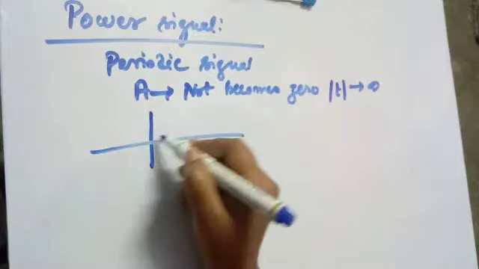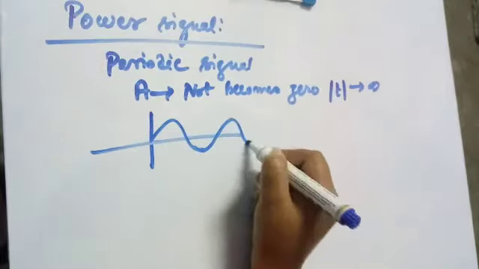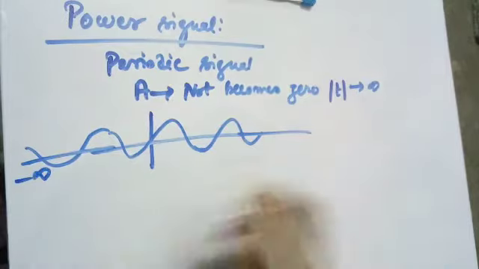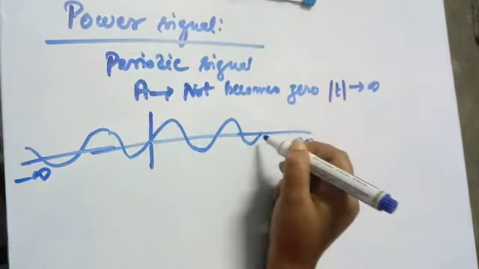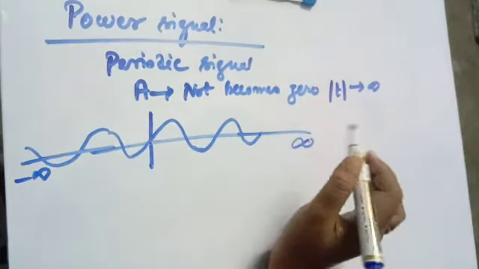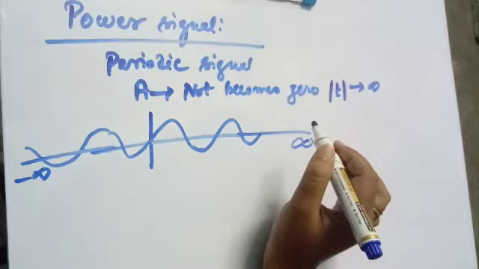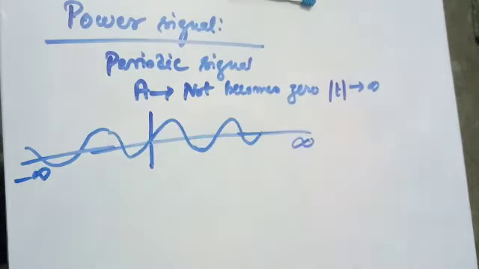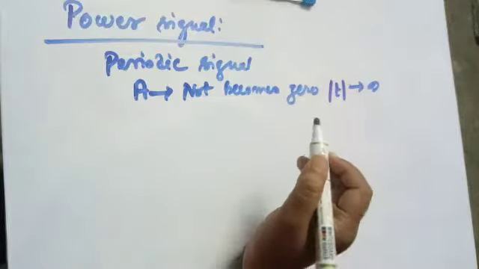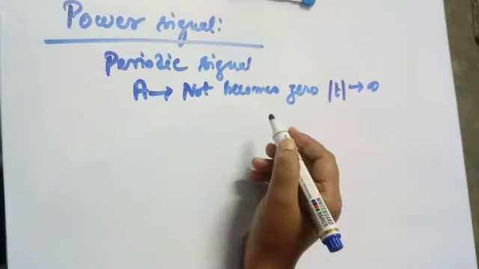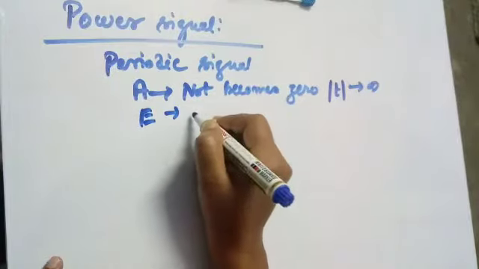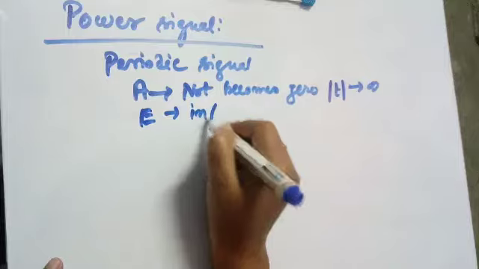See the signal. This signal is continuously repeating over the total time interval, from minus infinity to infinity. That means the signal amplitude does not become zero when t tends to infinity. At any instant, its amplitude will not reach zero. Hence, it is a characteristic of a periodic signal. So, for a periodic signal, the amplitude does not become zero when t tends to infinity, and the second is that the energy of this signal is infinite.